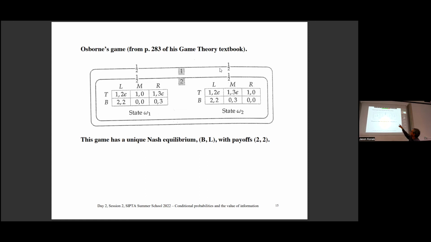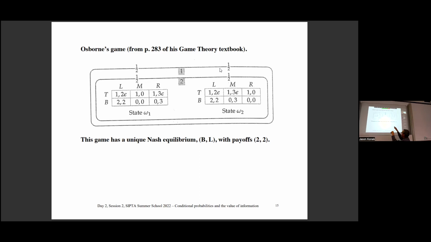Let me say that again. There's a solution to this game when both players don't know what state they're in. They're choosing left, middle, right for column, top, bottom for row. And their payment is the average of the two, which only affects column player, because row player's payments are the same. And in that case, they would wind up with bottom left. That turns out to be the solution by dominance.